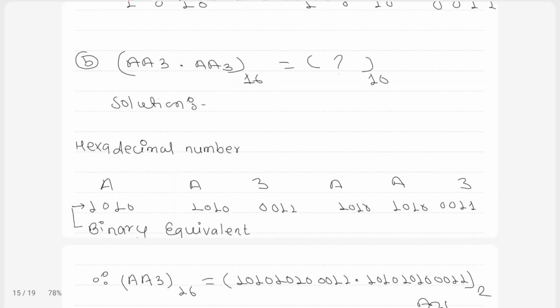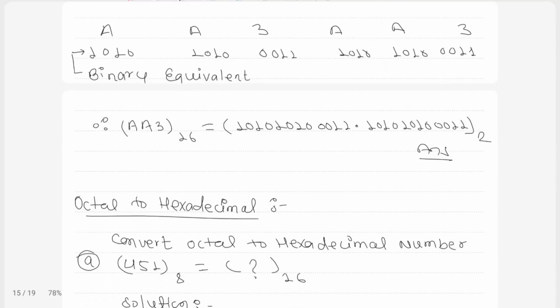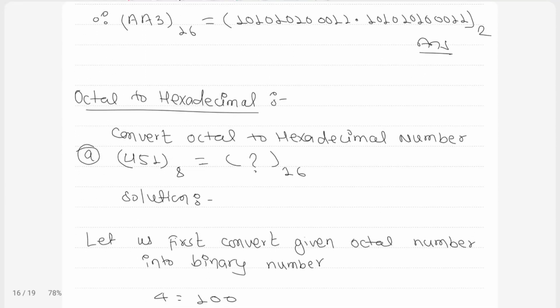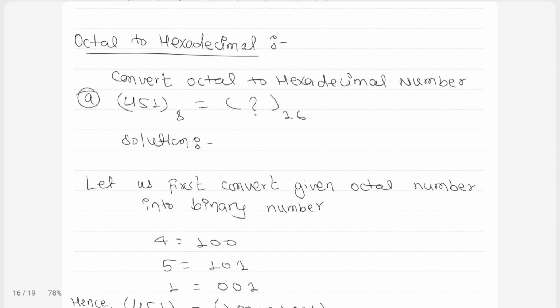Another conversion is with both integer part and fractional part. We have both integer and fractional part. When we have a fractional part, first of all write down the hexadecimal number and its binary equivalent. Then after that is your answer. Easily find your answer. Then after, another conversion is octal to hexadecimal, and we have one example.